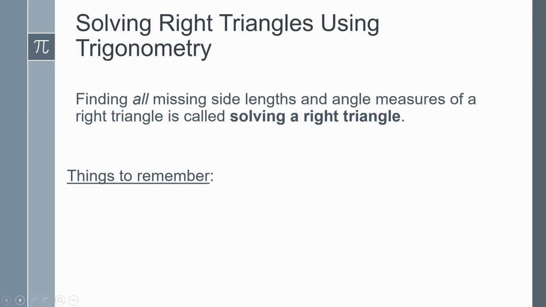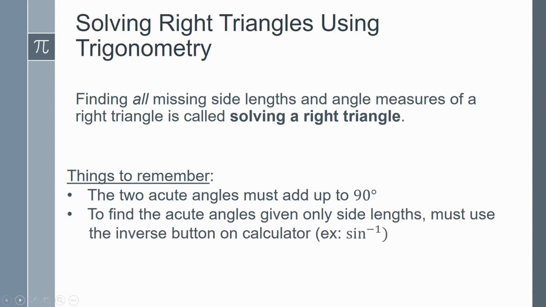So let's review solving right triangles using trig. Finding all missing side lengths and angle measures of a right triangle is called solving a right triangle. There's a couple of things that we need to remember when doing this. We need to remember that the two acute angles have to add up to 90, because the three angles of a triangle add up to 180. And if we're talking about right triangles, one of the angles is already 90, so 180 minus 90 is why there's 90 degrees left over for the other two angles.